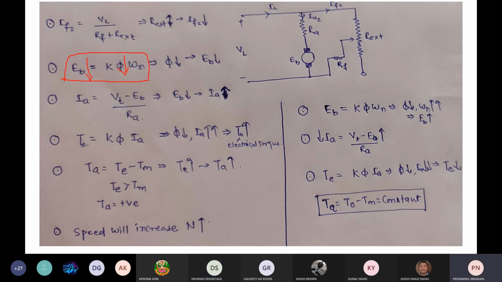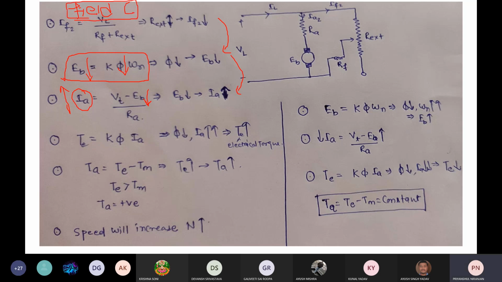So we reduce the back EMF. Fine. So back EMF decreases, then IA decreases or increases? IA increases now, because voltage drop decreases. Voltage drop decreases means armature current increases from that relation. Okay, this is the step by step procedure to increase the speed in field control method.